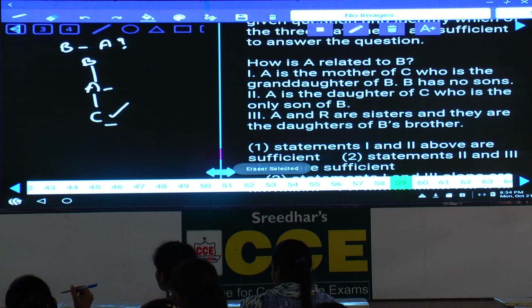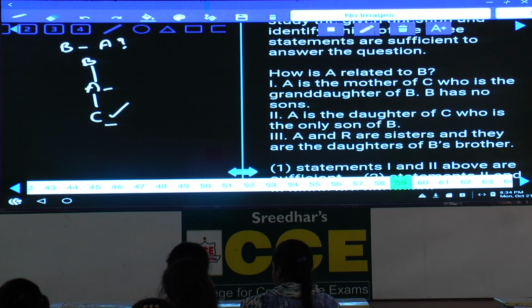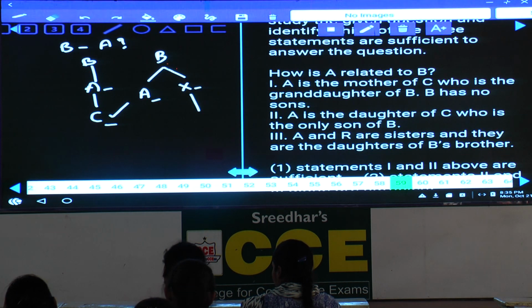Now A is the mother of C, and C is the granddaughter of B. B has no son. As B has no son, the other possibility is, now B is here. B can have more than one child. A is one, the other person must be someone else. Say some X, and X is a female. Then C is the granddaughter of B.